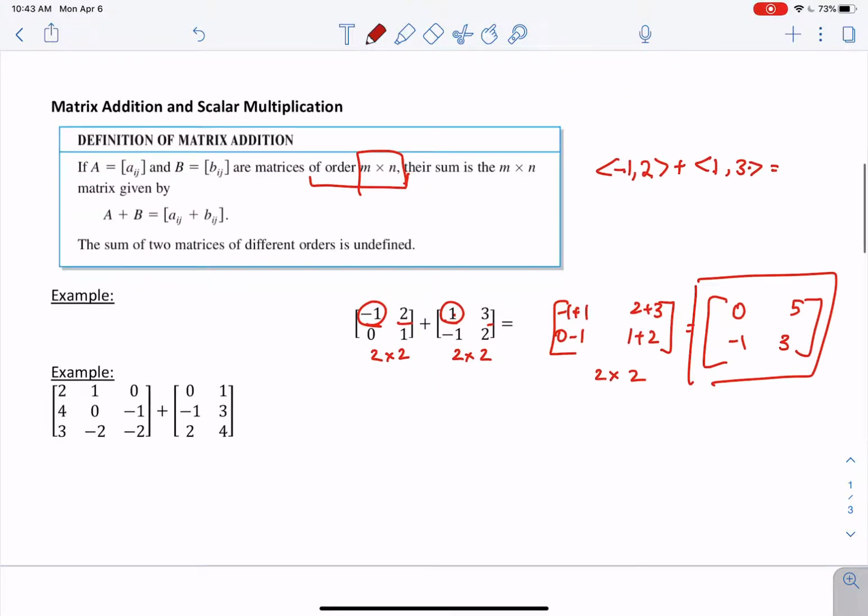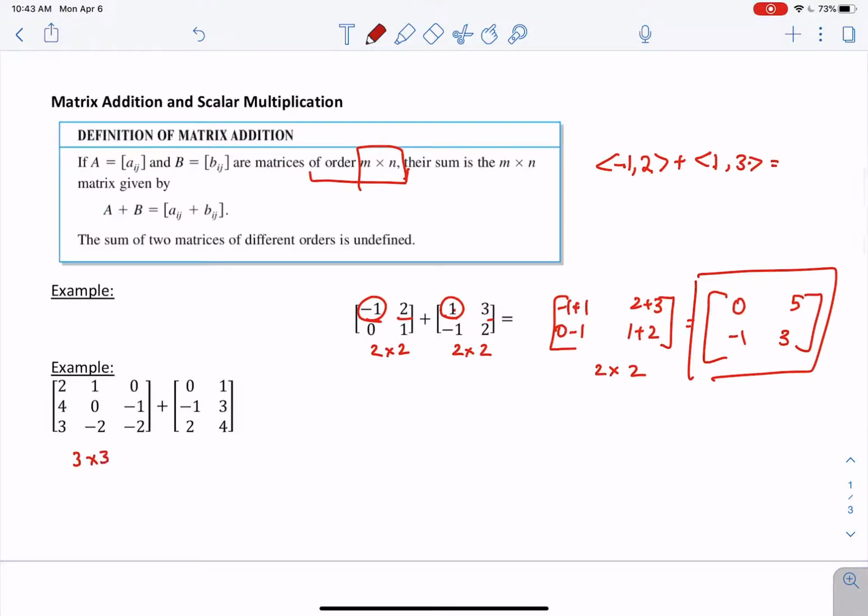In this next one, we have a 3 by 3 matrix and a 3 by 2 matrix. In this case, they're not the same size, not the same order.